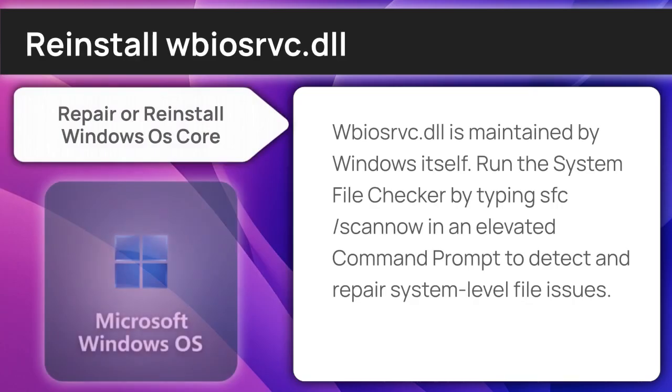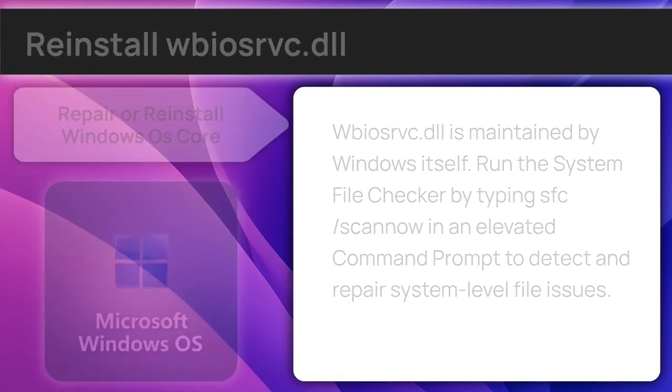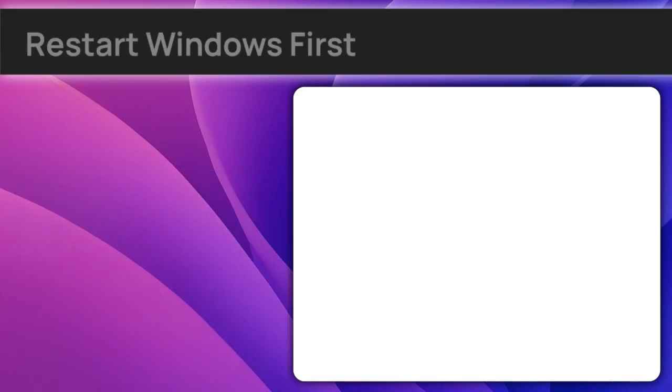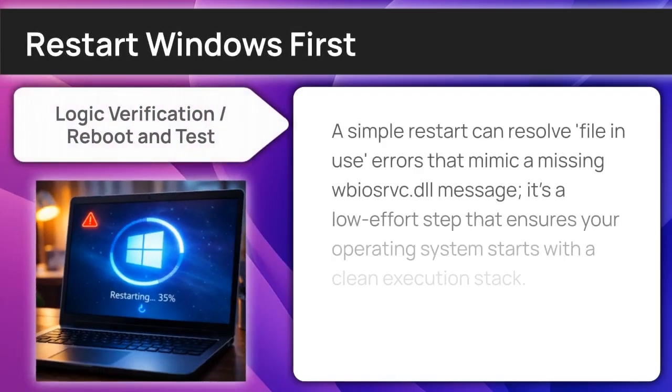Wbiosrvc is maintained by Windows itself. Run the system file checker by typing sfc /scannow in an elevated command prompt to detect and repair system-level file issues. In cases where the official installer remains ineffective, we must escalate to a manual review of your system's active runtime state. If your system has been running for an extended period, a reboot might be necessary to resync your background processes and clear any temporary locks on the Windows Biometric Service file.